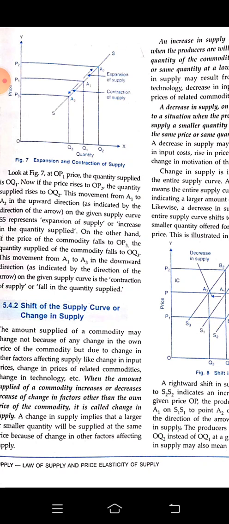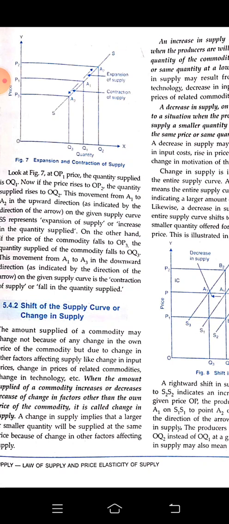It is not shifting, it is just moving. Rather than shifting, we must say it is moving along the same supply curve. As the price is decreasing from OP1 to OP3, you can see that from A it came down to A3, so it is contraction. So as we are changing the price of that commodity, we are thinking that all the other factors are constant. Only the price of that commodity is changing.